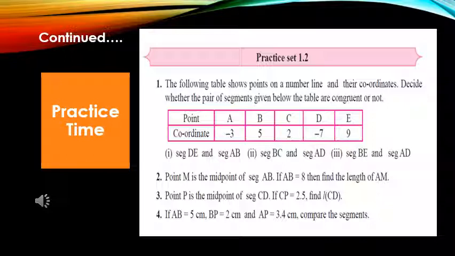Correct. Next one. Here they have given us segment AB, which is 5 cm, and BP is 2 cm, and AP is 3.4 cm. Compare the segments. As simple as that, how we compare numbers. Similarly, we are going to compare them on the basis of their length. So here, which is the longest one? AB. Then we have AP, which is 3.4 cm, and the shortest one is BP, which is 2 cm. So you're going to just use the greater than sign and you're going to write them down. Okay. The answer is shown in the next slide.